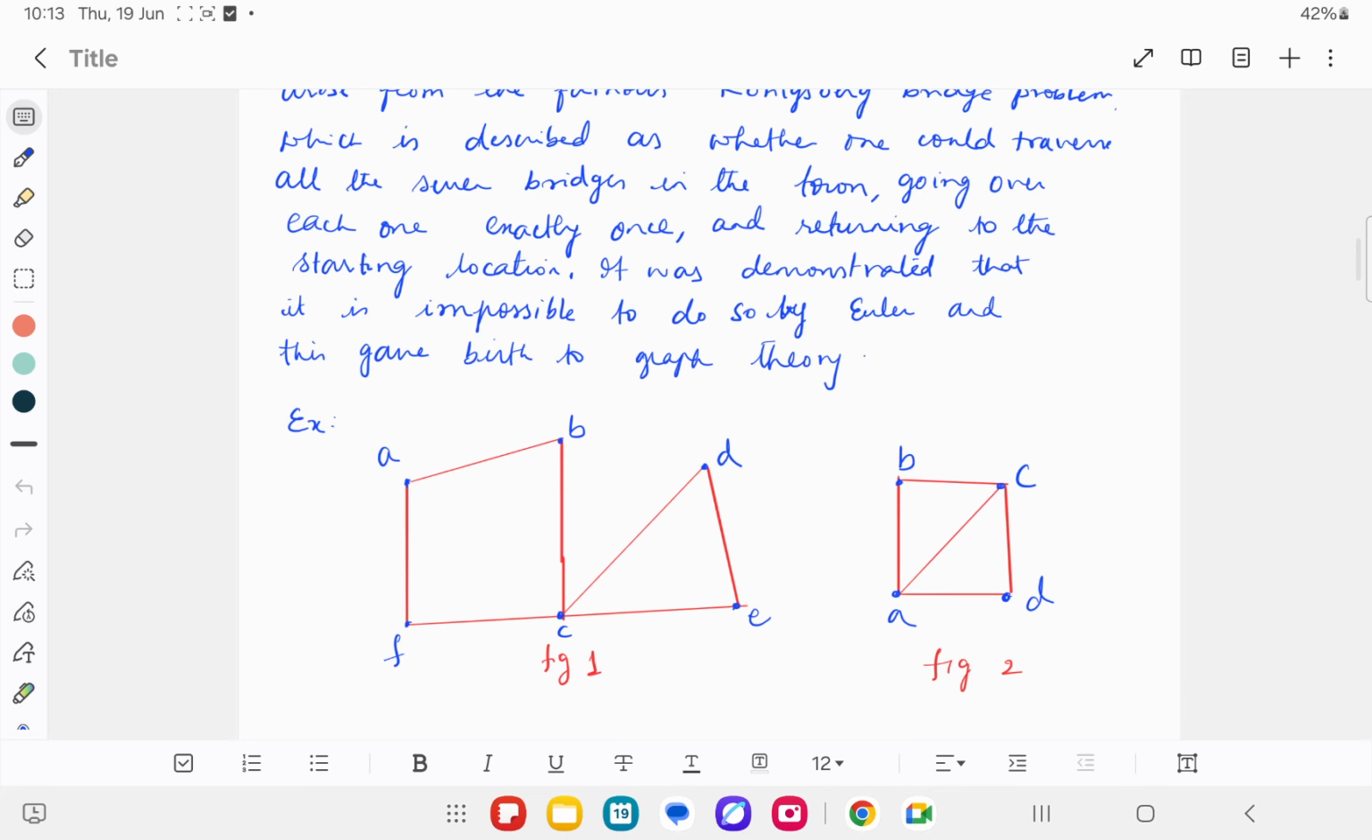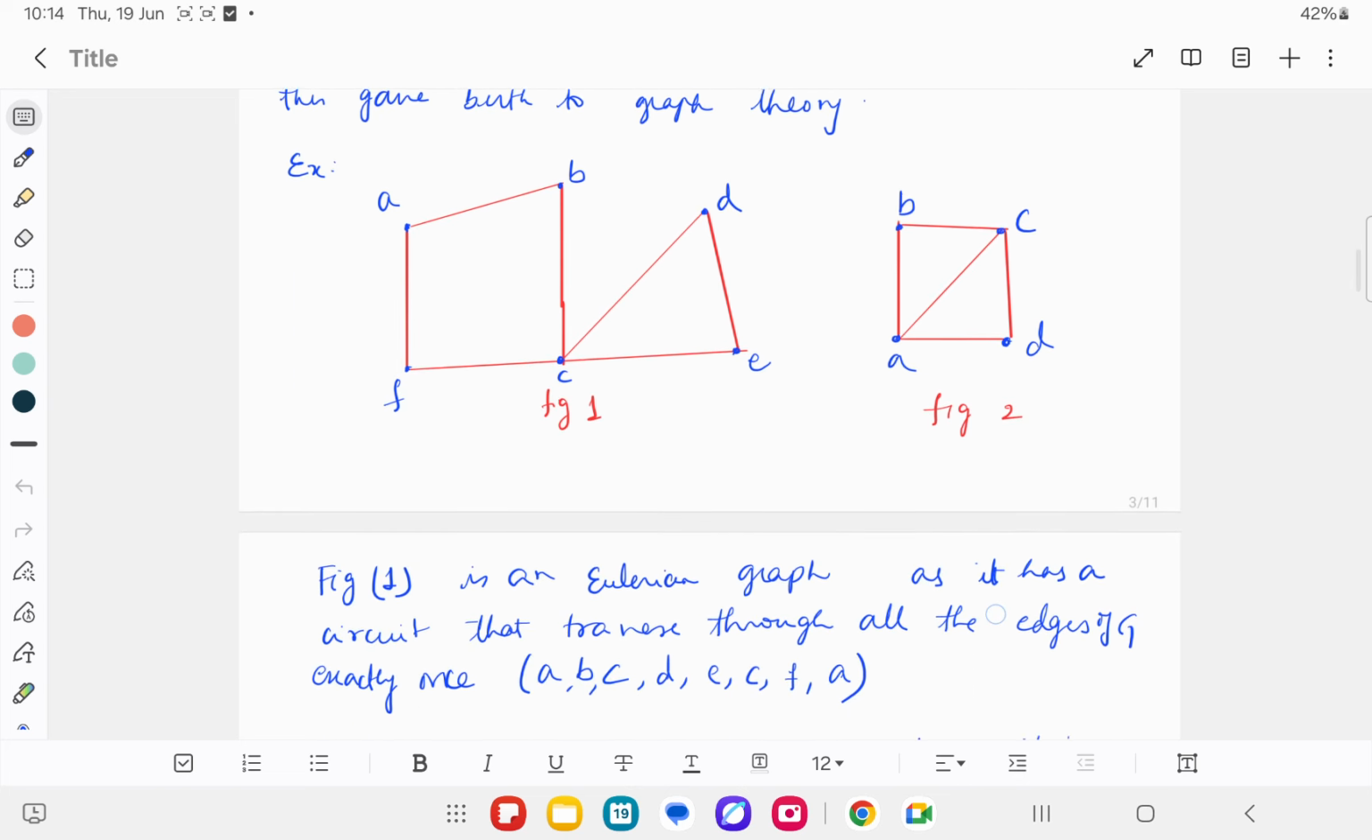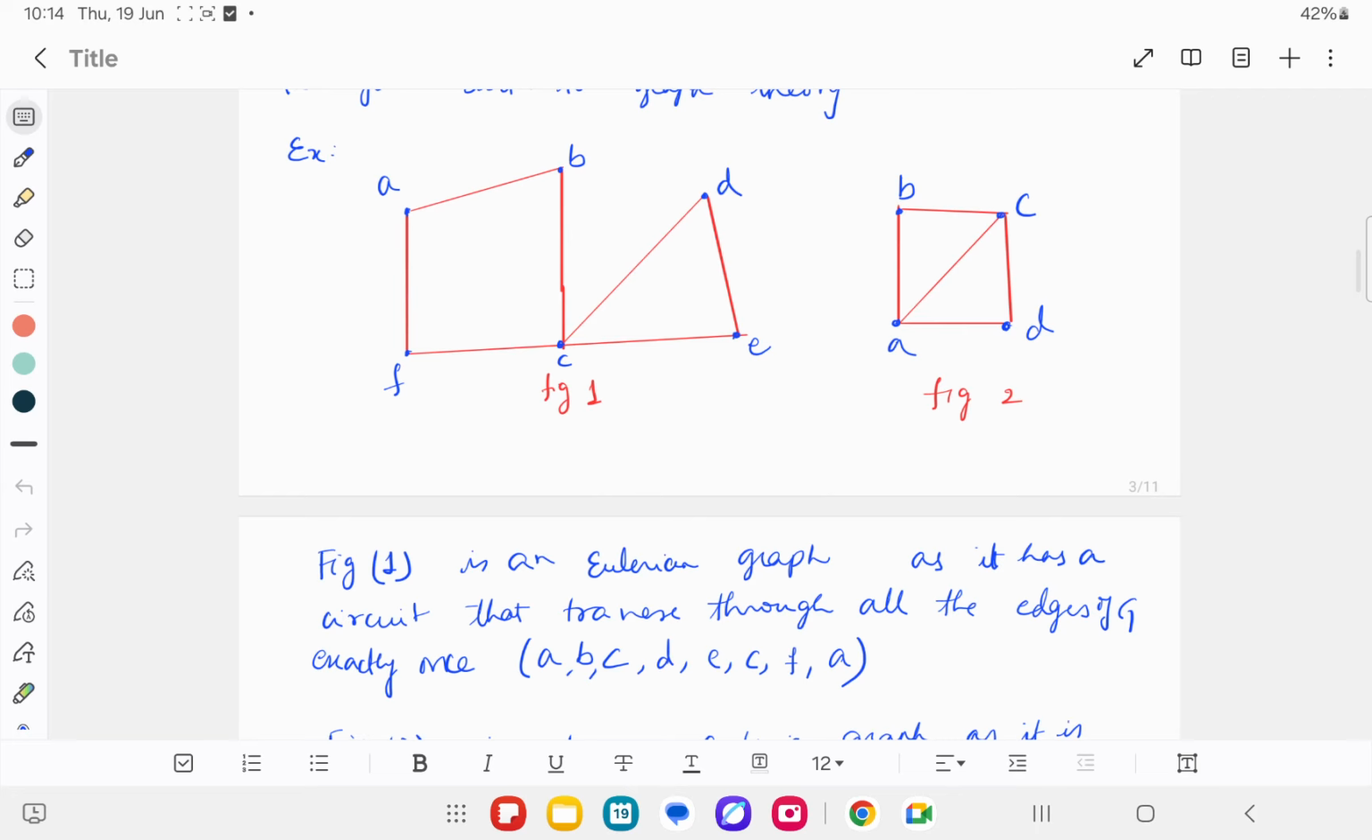Now let us consider these examples, graph 1 and graph 2, figure 1 and figure 2. Let us check whether these are Eulerian graphs or not. When do you say that it is an Eulerian graph? If a graph contains an Eulerian circuit, then it is called an Eulerian graph. What is an Eulerian circuit? It is a circuit where all the edges of the graph are covered. Now, figure 1 is an Eulerian graph as it has a circuit that traverses all the edges of the graph G exactly once. There should not be any repetition of edges.